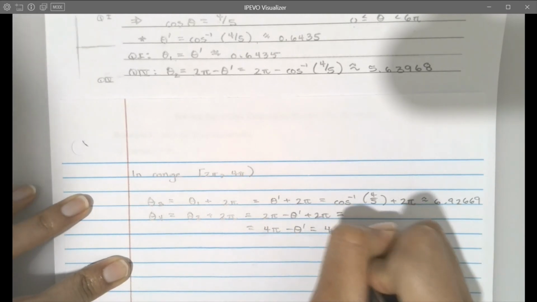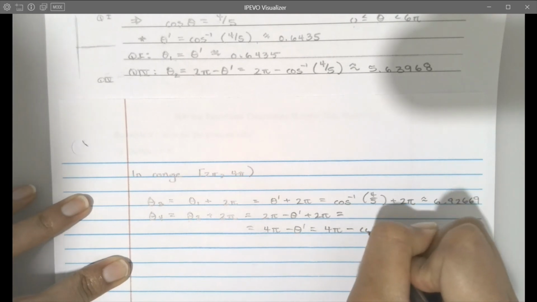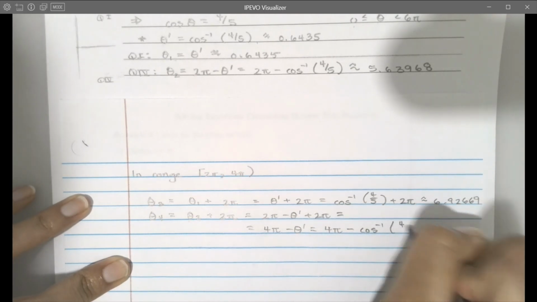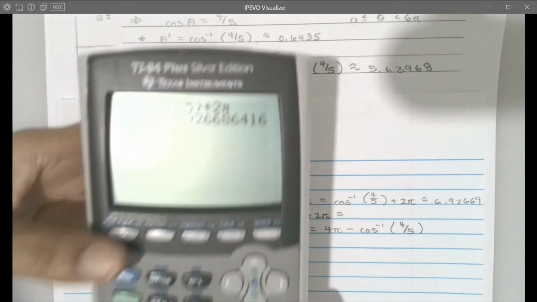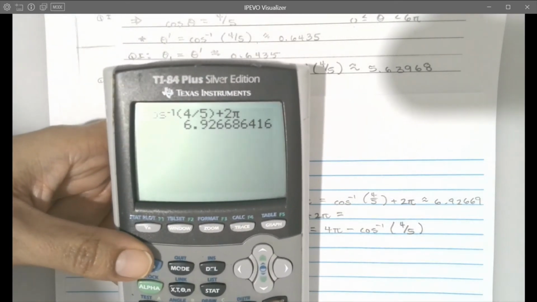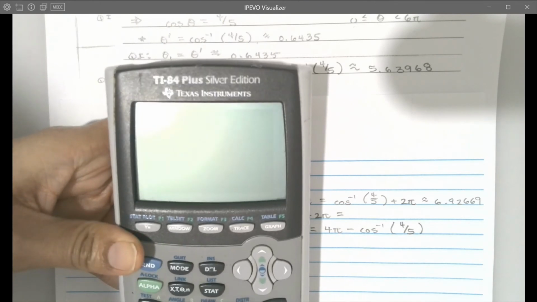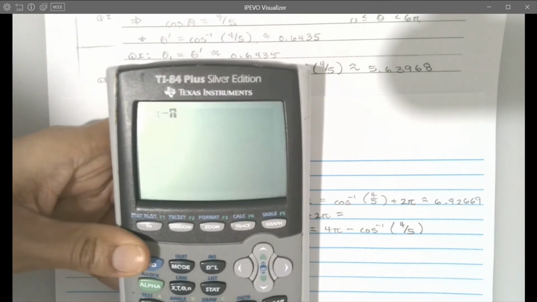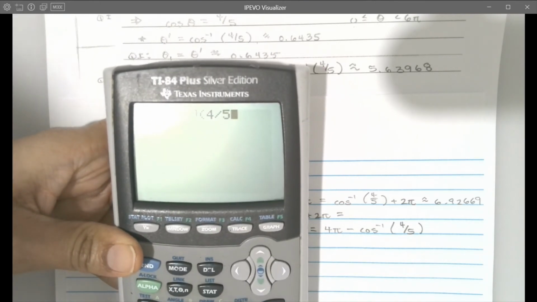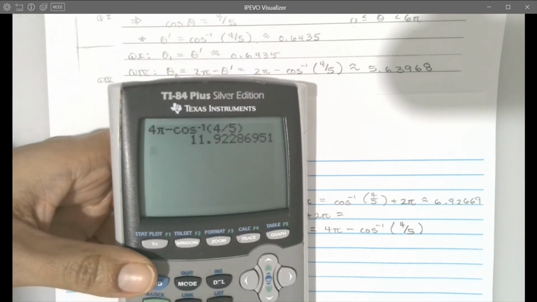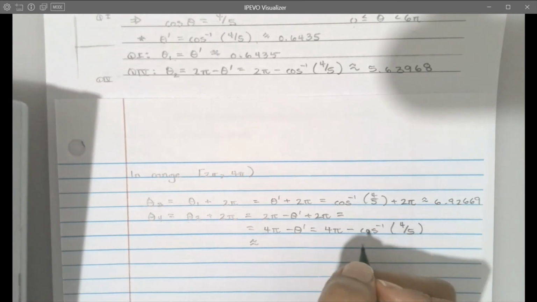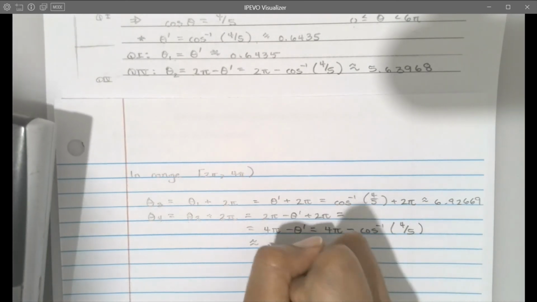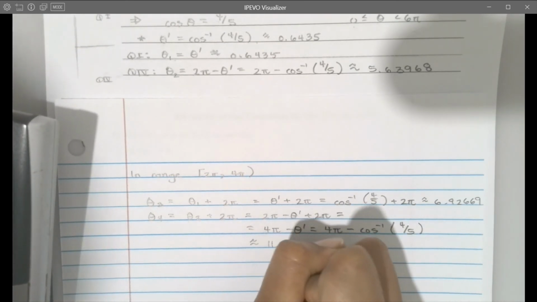Which is going to be 4 pi minus cosine inverse of 4 over 5. And approximately, let's see what that gives us. So we've got 4 pi minus cosine inverse of 4 over 5, and that's 11.92287 if we approximate to 5 decimal places.